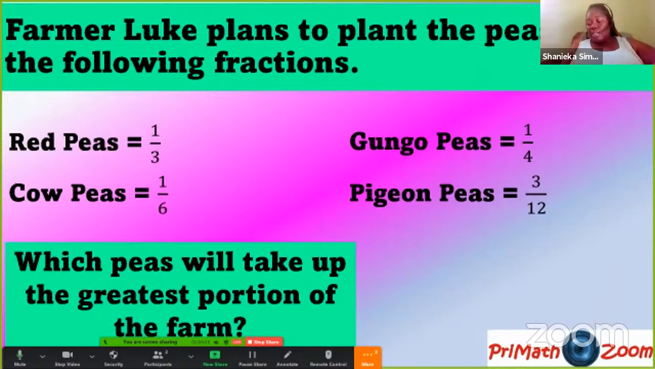Now, Zarian says all are factors of 3. What do you mean by that? All what are factors of 3? And Nalani is saying that since they're unlike, we need to rename all the fractions to determine which one will take up the greater space or the greatest space. What do we need to do then with these fractions to rename them? What's that nice math term that we use? We need to do what with them to rename them?